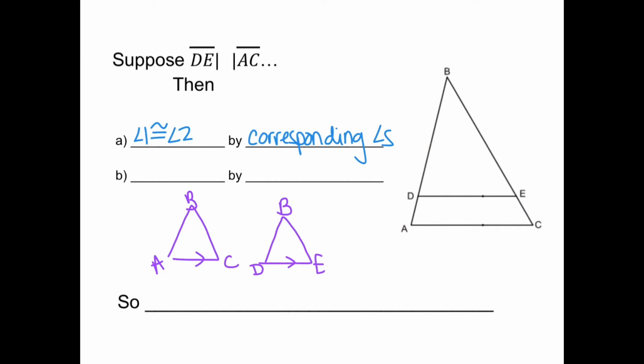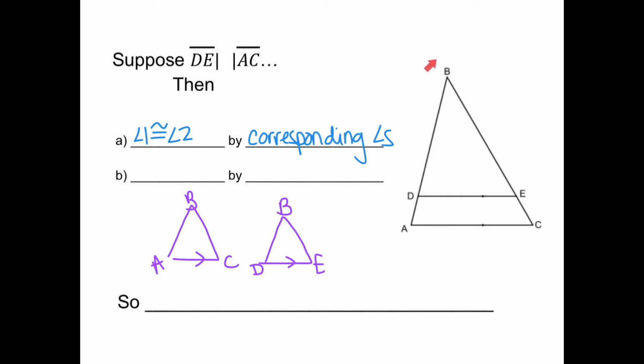The other thing I can do with this figure is split it into two triangles. I can have this larger triangle, ABC, and then I also have this smaller triangle, DBE. Because I have these two parallel lines, you can picture two overlapping triangles, a large one and then a small one.